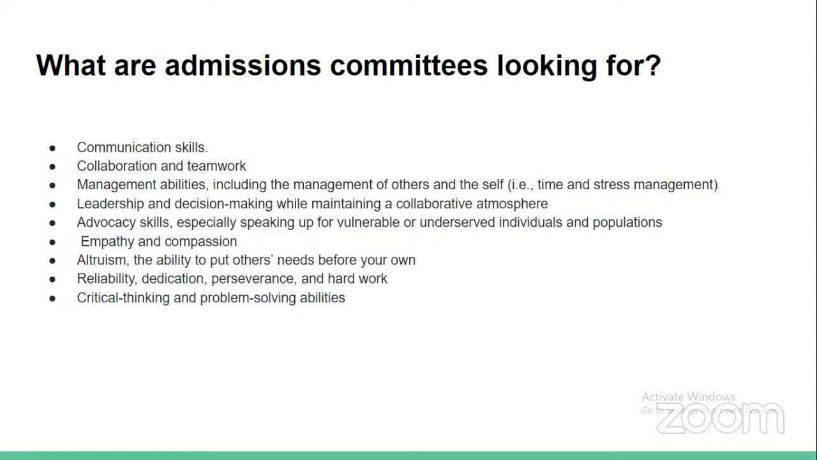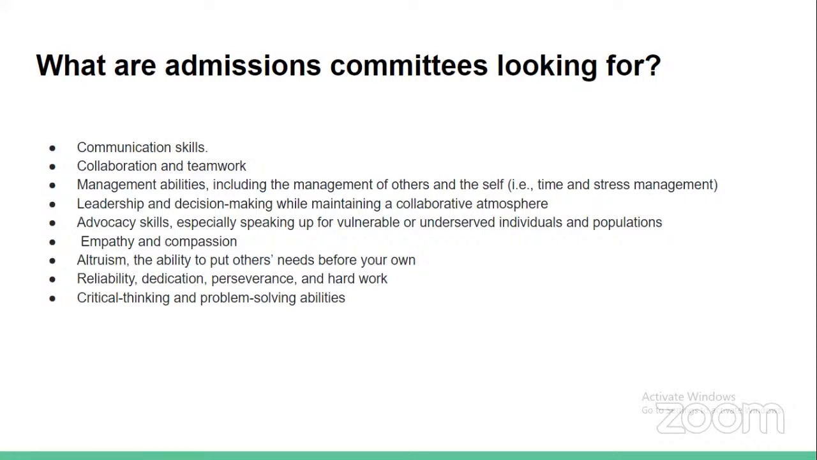So we will start with what admissions committees are looking for in a candidate. They are looking for several things, from which communication skills is the most important factor they are looking for. And they want to see your ability to work in a team and to be a team player, and also management abilities, how you could manage your stress, how you could manage your time, as well as leadership skills and decision making.